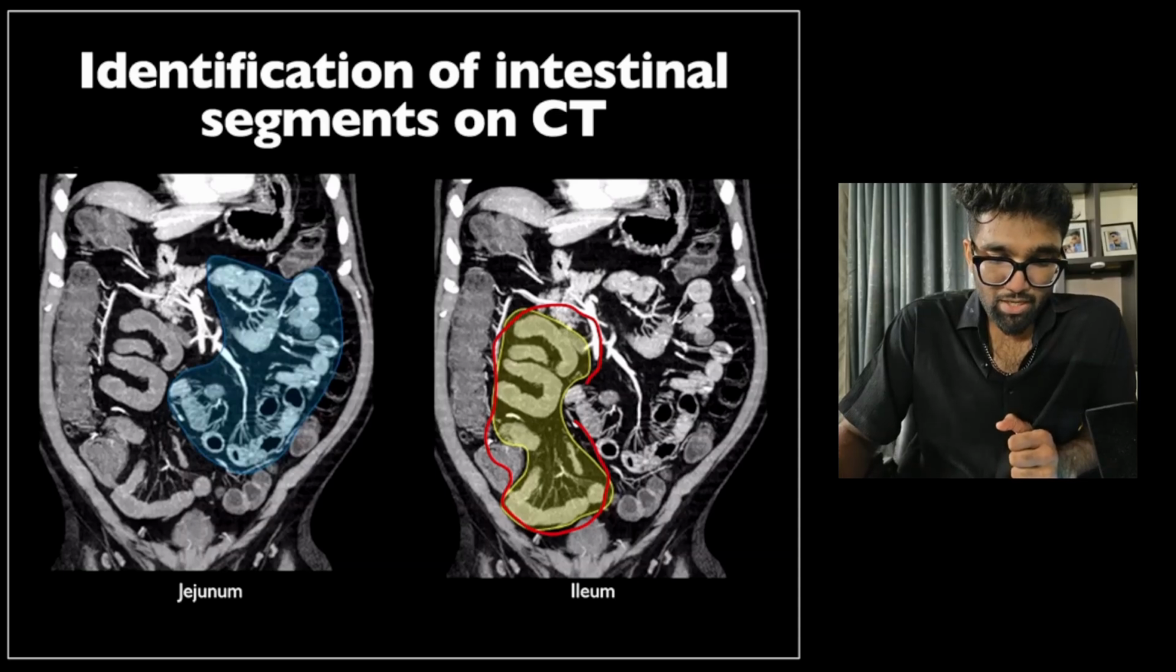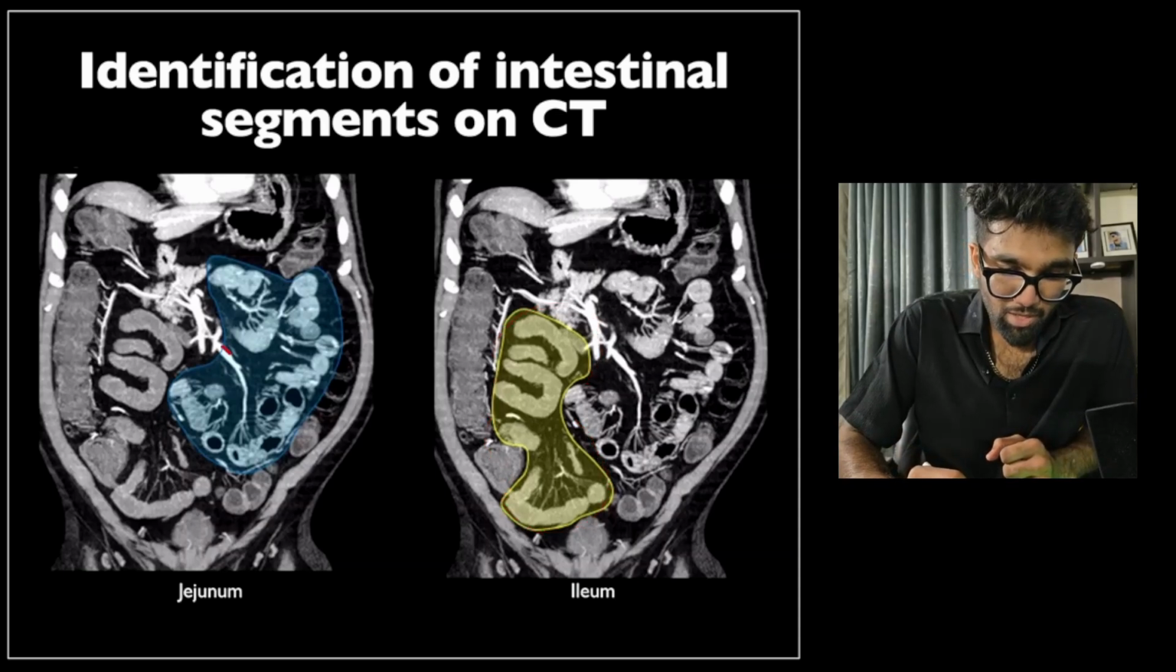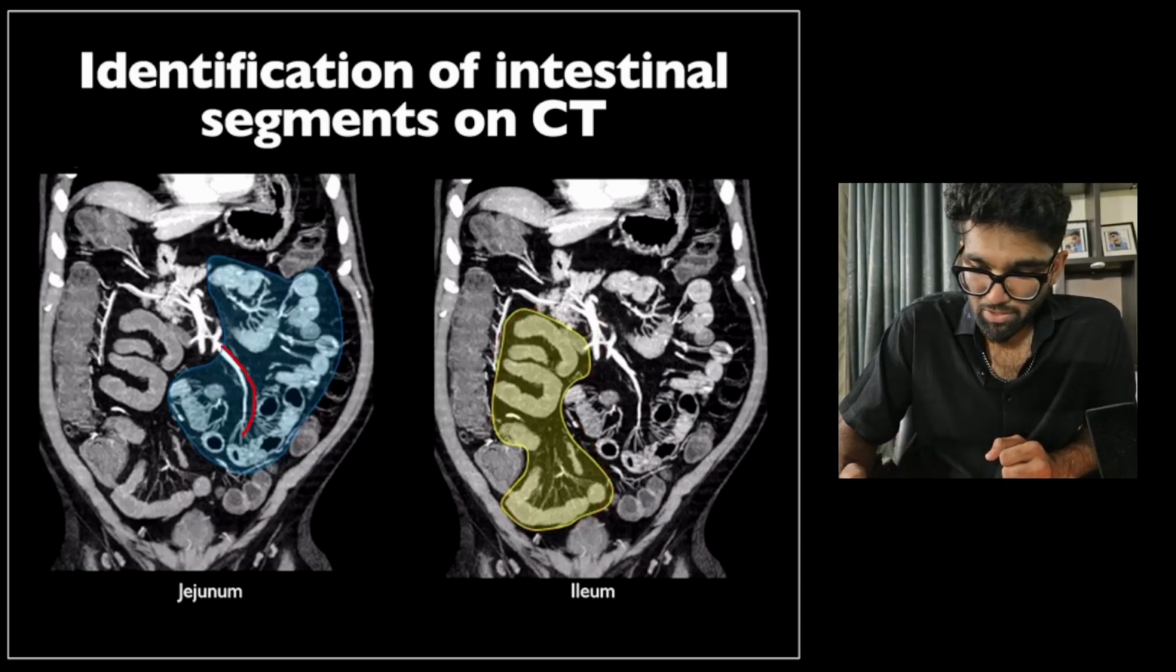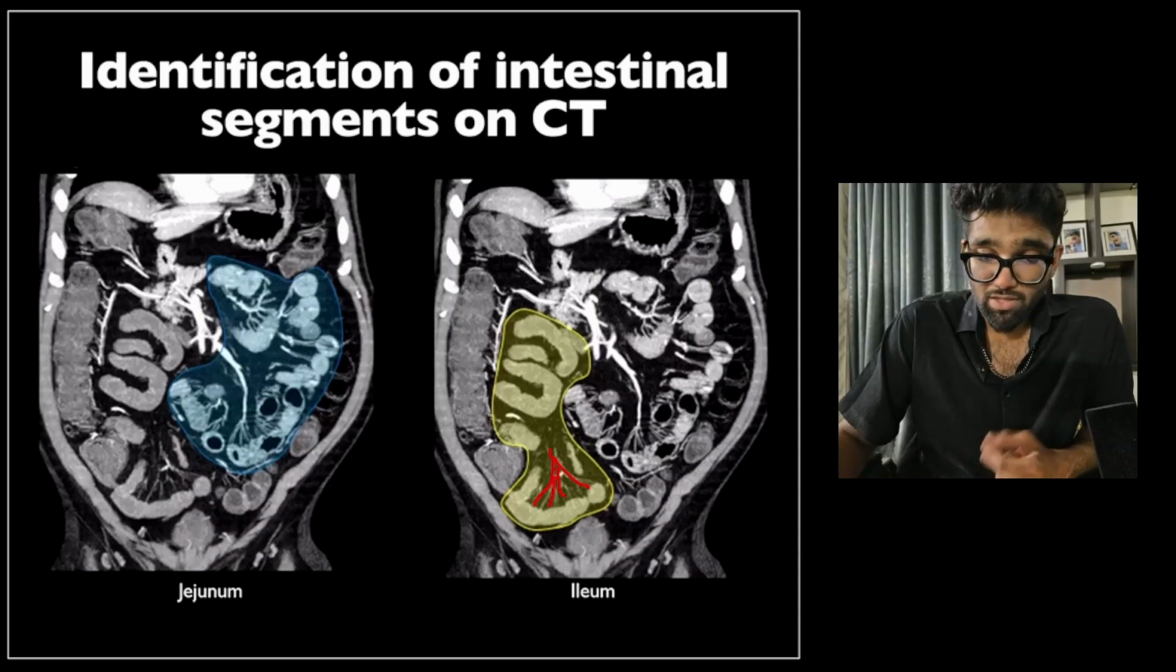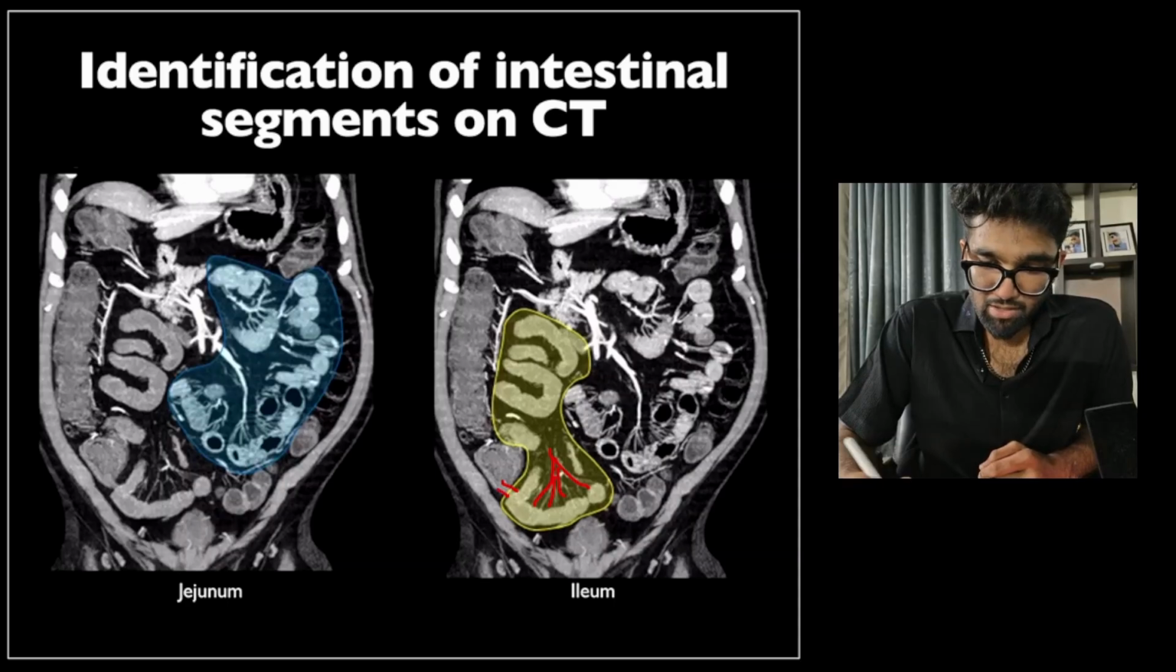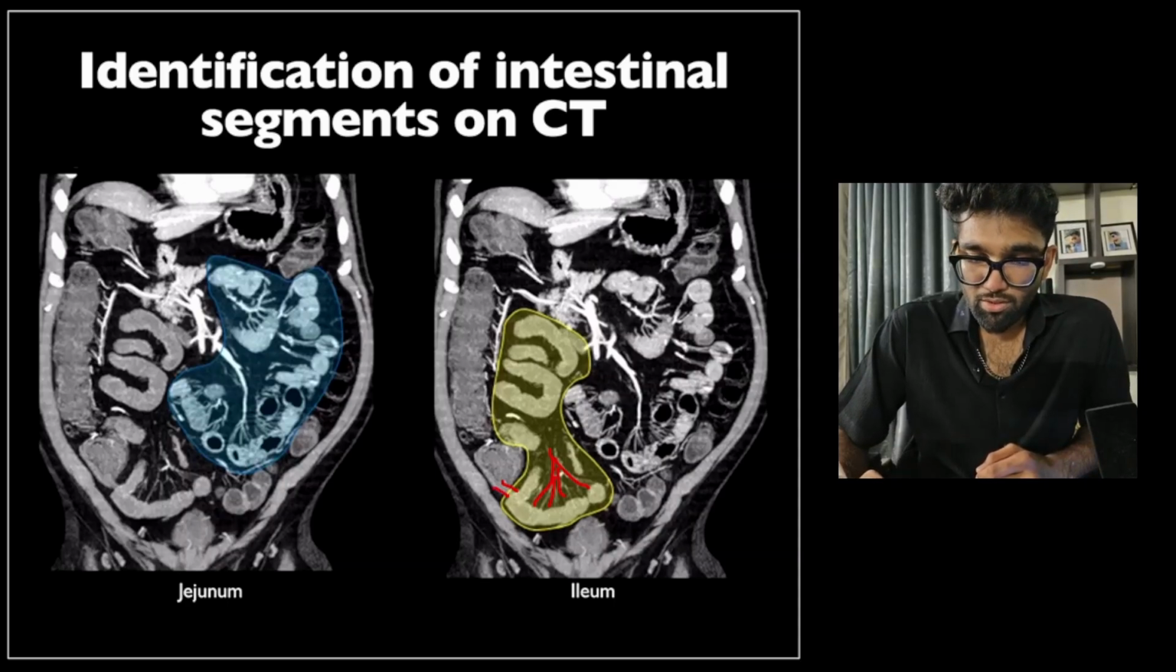Now you can also see the branches of the superior mesenteric artery in this particular case, supplying the jejunum here, and you can also see some of the branches of the ileocolic branch of the superior mesenteric artery supplying the ileum there. And then the ileum is extending via the ileocecal valve into the colon.